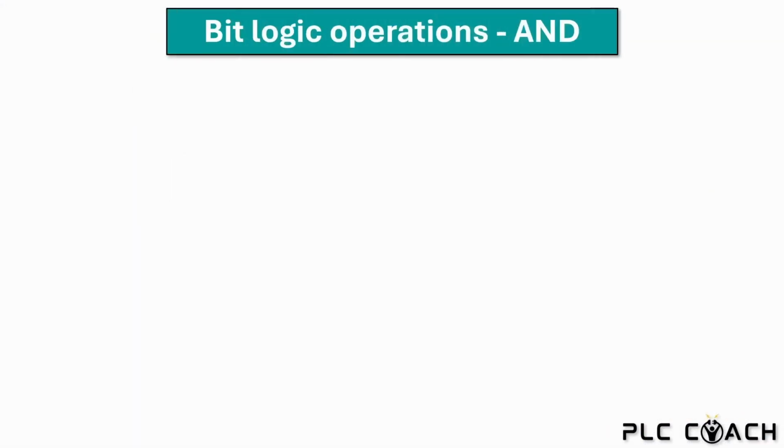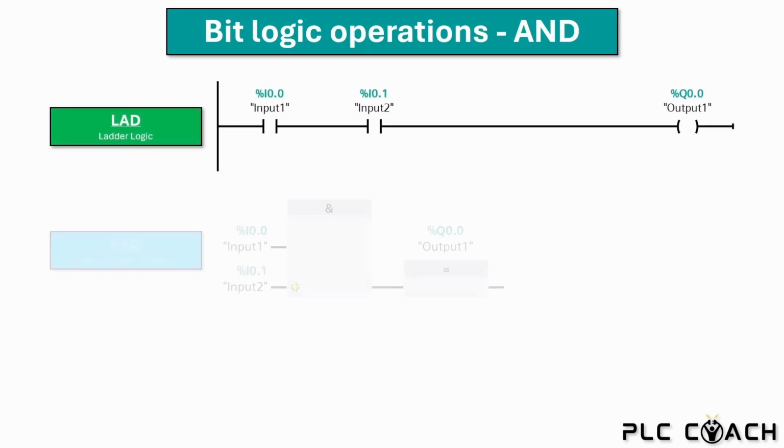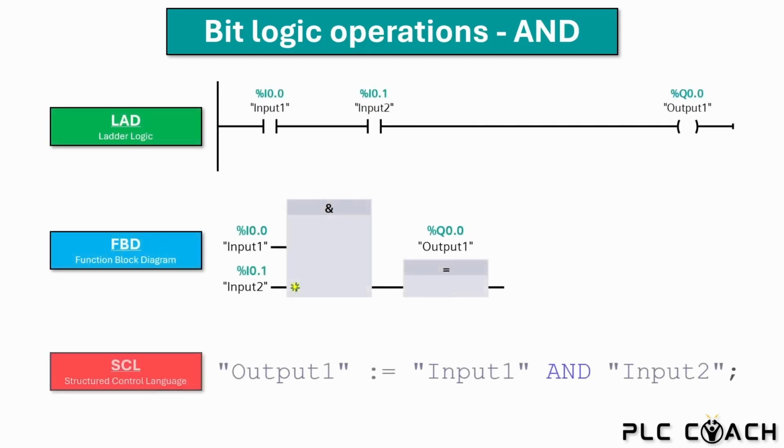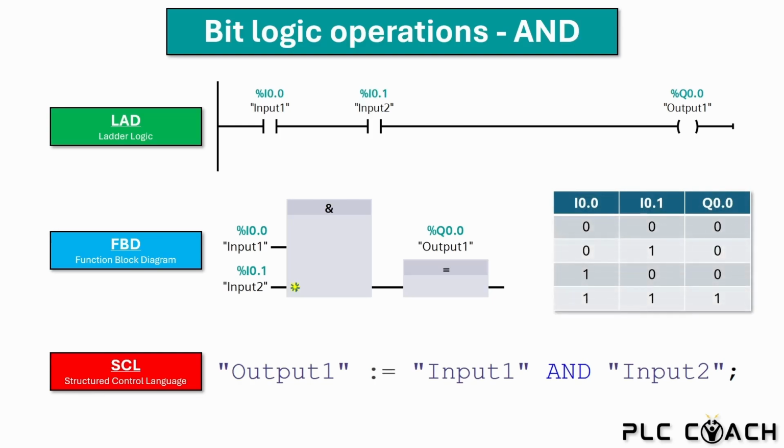Alright friends, I hope you could follow along. We have now learned how to create an AND logic in LAD, FBD and SCL. You can also clearly represent the relationship between inputs and outputs using a logic table like this. Here you can see that input 1 and input 2 must be true for the output to be activated.